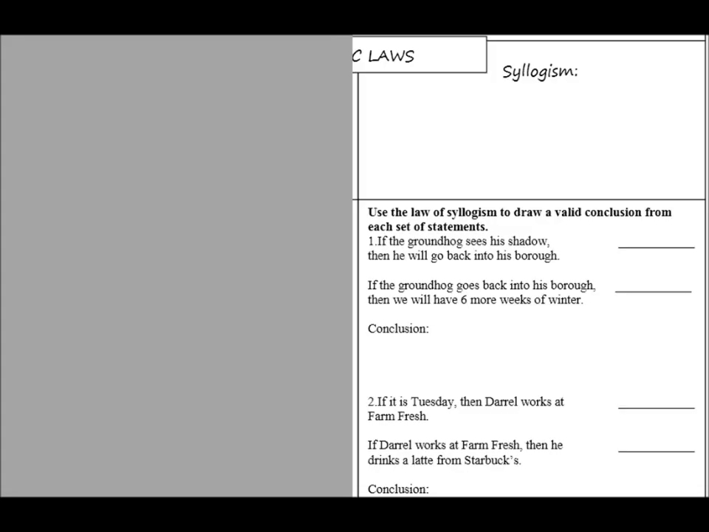Okay, now we will focus on the law of syllogism. In this one you'll be given the conditional statement P then Q, and then you're also going to be given another conditional statement Q then R. Based on that, your conclusion will be to cross out the Q's, and you would be left with P then R. So you will see that worked in example 1.